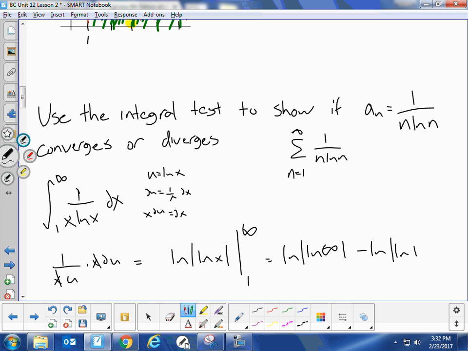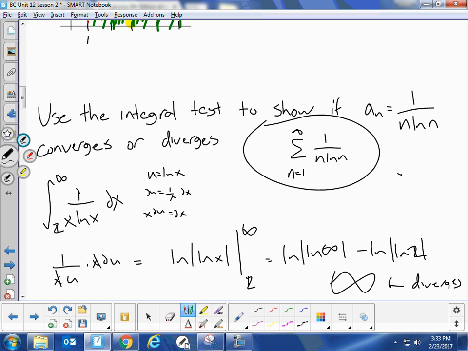So minus log of 1. This is just 0. We should have started from 2, actually. Log of 2. So we can find this value, but this would be approaching infinity. So this is approaching infinity. That means we're going to diverge, which means this series definitely diverges.